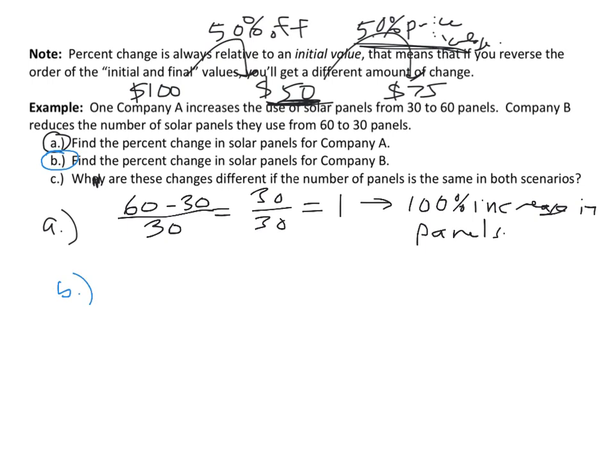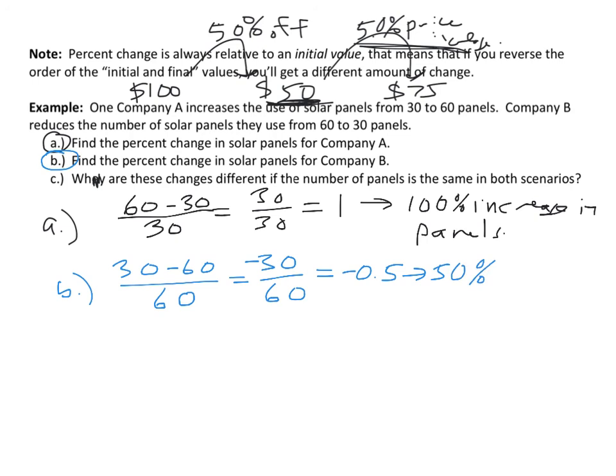Then we can go on and look at part B. For B, the final number of panels was 30, and the initial number was 60. And remember, it's relative to the initial number of panels. So this is the opposite, but it's still a change of 30, but it's relative to the initial amount. This is negative 0.5. That means that this represents a 50% decrease in panels.